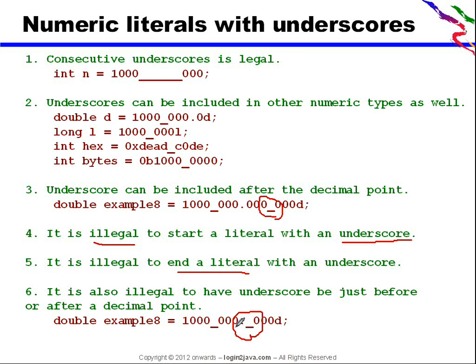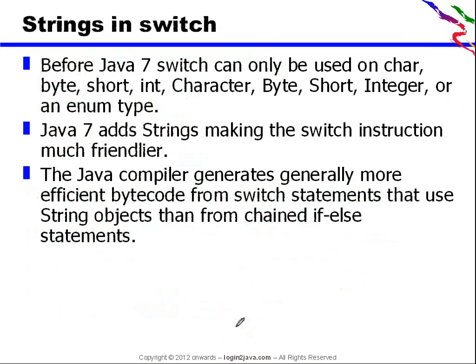Strings in switch. Before Java 7, switch could only be used on char, byte, short, int, the Character, Byte, Short, Integer wrapper classes, or enum type. Java 7 adds strings, making the switch instruction much friendlier. The Java compiler generally generates more efficient bytecode from switch statements that use string objects than from the chained if-else statements that you might have used in earlier versions. So it is better to code, and it is also efficient while the program gets executed because it generates more efficient bytecodes.